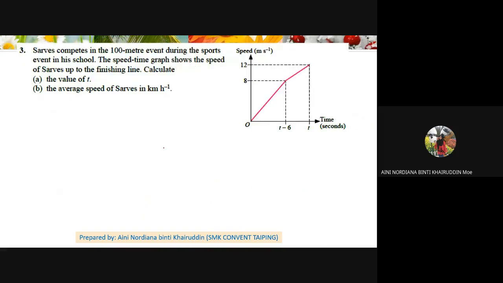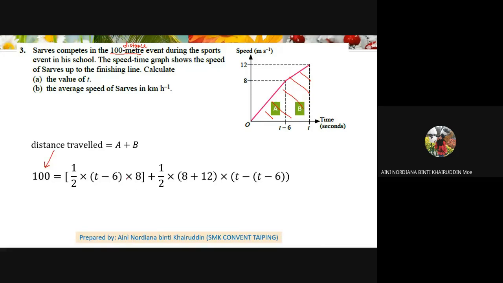Next question number 3. Sarvas compete in the 100-meter event during the sport event in his school. The speed time graph show the speed of Sarvas up to the finishing line. Calculate the value of T. So dekat soalan ni yang 100 meter ni adalah distance. Distance dah diberi. So as you know, distance adalah area under the graph. So you boleh cari area under the graph equals to 100. Distance travel 100, then you masukkanlah value-value ni. That T equals to 16 second.